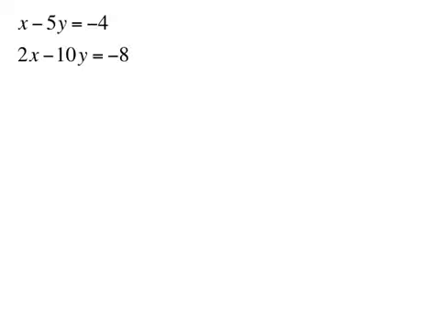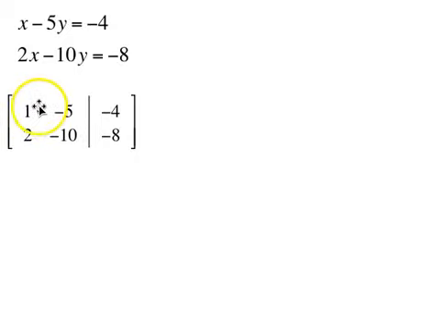x minus 5y is negative 4, and 2x minus 10y is negative 8. First, rewrite as an augmented matrix: 1, negative 5, negative 4, 2, negative 10, negative 8. Again, I'm happy there's a 1 in this slot. We need a 1 in the upper left-hand corner. Make this a 1, make this a 0, make this a 1. That's our usual strategy. I have to turn the 2 into a 0.